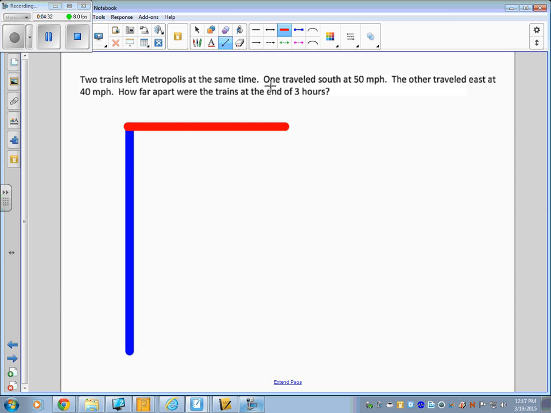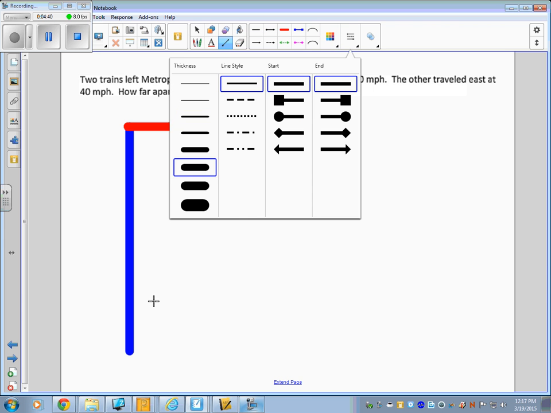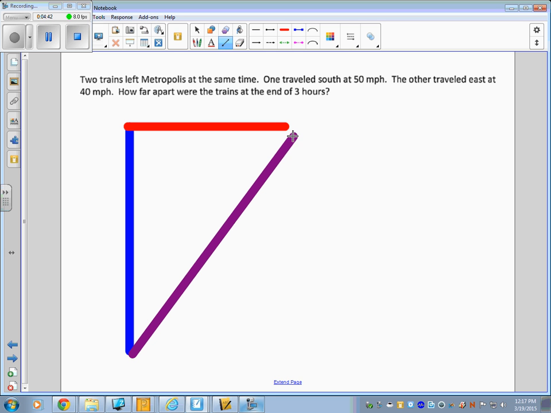And they want to know how far apart the trains were. That's going to be the one we don't know. That's going to be this side. There's your drawing. You'd label this one A, this one B, this one C, and solve using the Pythagorean theorem.